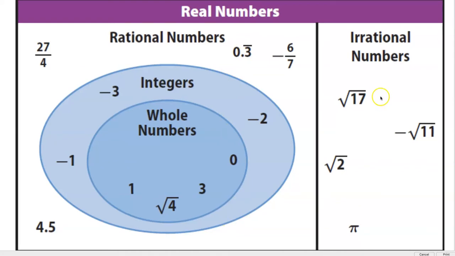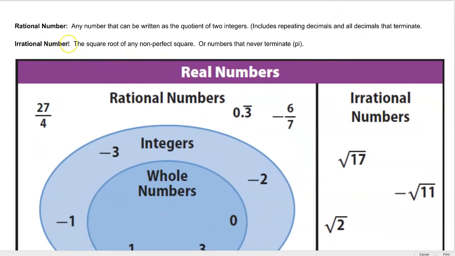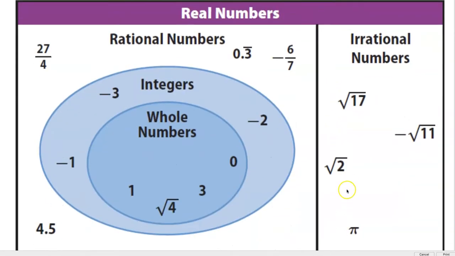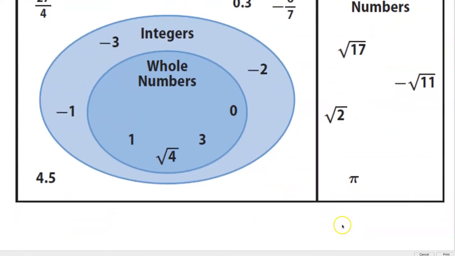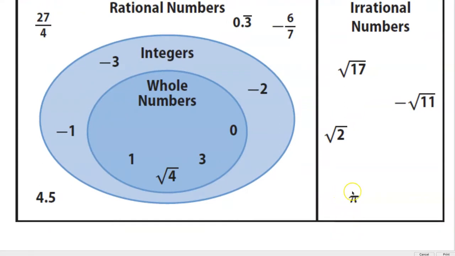So what are the irrational numbers? Irrational numbers are basically the square root of any non-perfect square, okay, or numbers that never terminate. So pi is a number that does not terminate. The supercomputers of the world have tried to calculate pi to its last decimal place, but it's still going. It's just a number that never repeats and never ends, goes on forever.